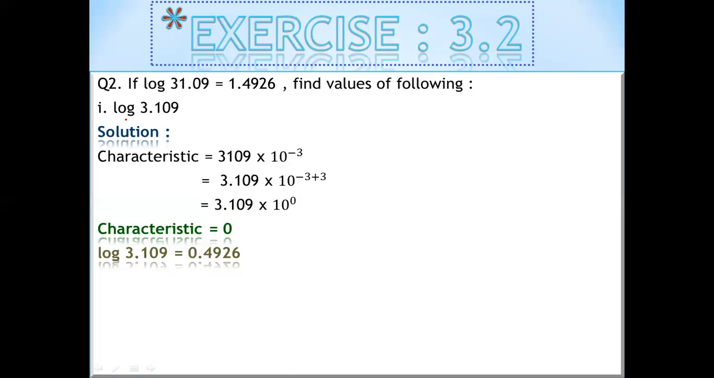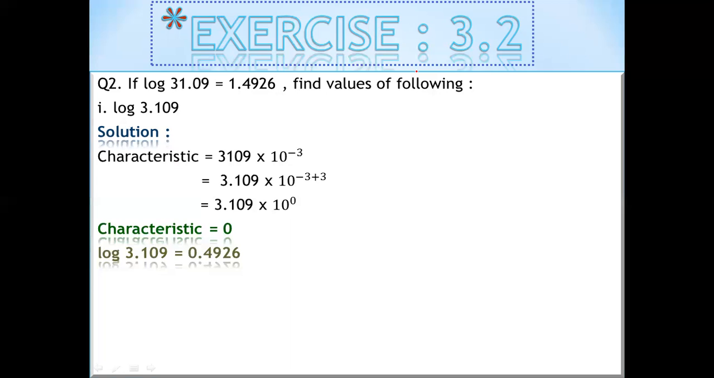You see that in the first part 3.109, in the second part 310.9, in the third part 0.003109, in the last 0.3109. In all the questions, 3109 is common. Only they change the place of the decimal. It means the Mantissa will be the same throughout the parts, which is 0.4926. Only we change the characteristic in each part.